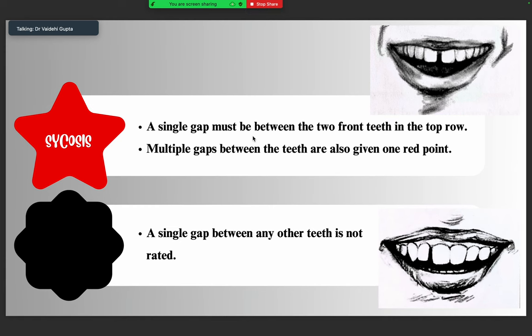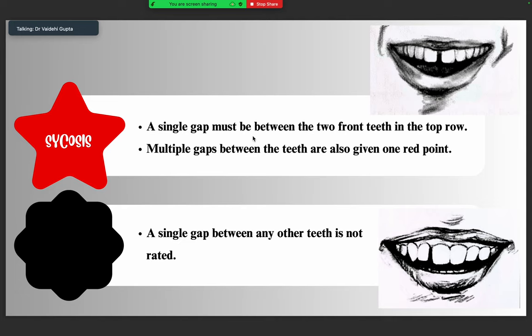Now, where is the gap? A single gap must be between the two front teeth in the top row. So when the gap is present between the front two teeth, it is Psychosis. Multiple gaps between the teeth are also given one red point. One red point means 1 point for red. Red is for Psychosis. So 1 point.